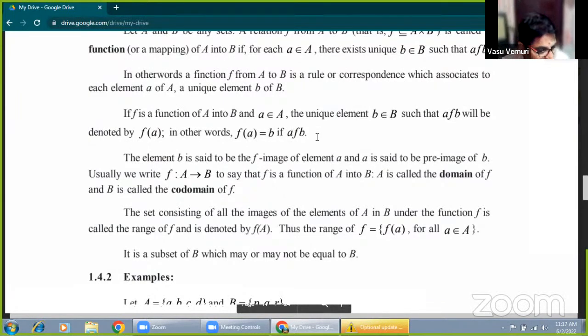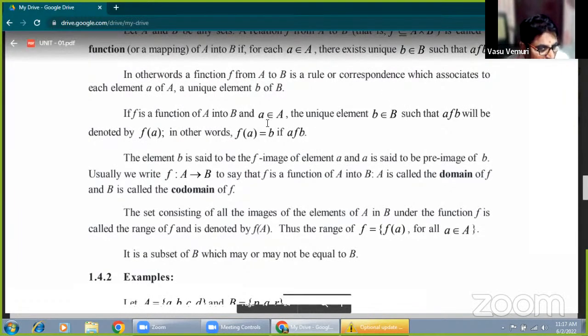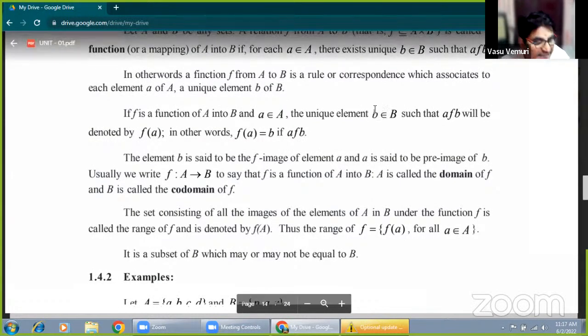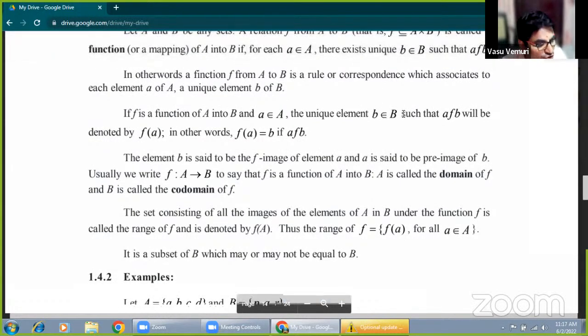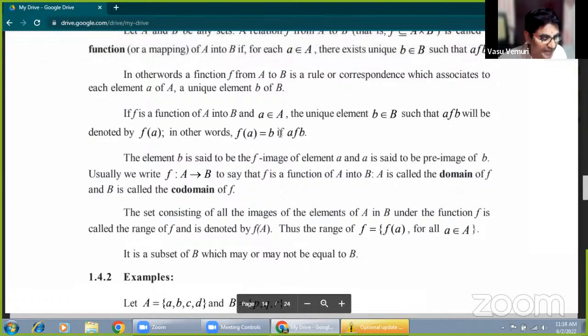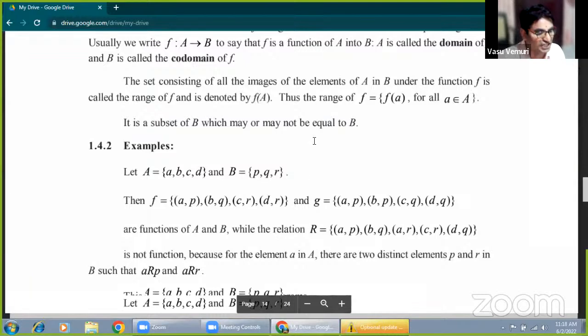According to the relation concept, we have to define the functional part. Here A and B are any two sets. Small a is one of the elements in capital A, and there exists a unique element small b that also belongs to capital B. What is AFB? It is read as F of A. AFB means F of A equal to B. Now, this is the concept: F of A equal to B means F is a relation from A to B. That is the functional definition.